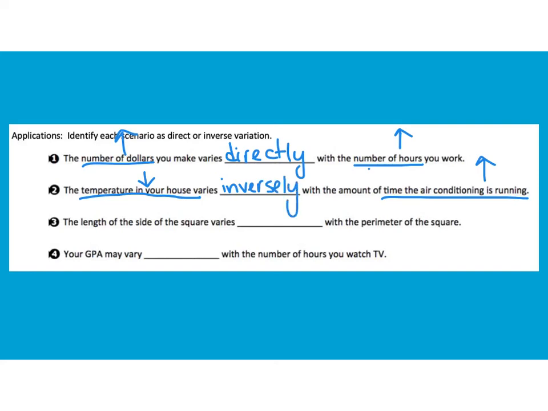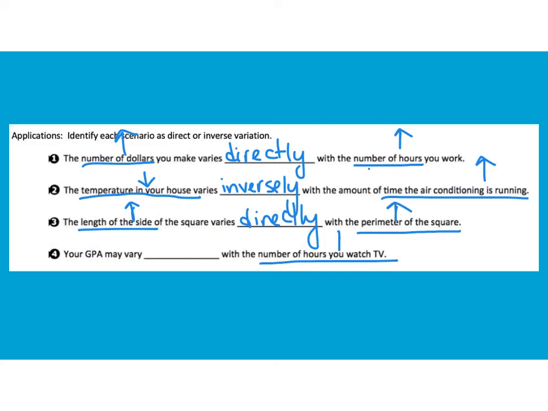Next one, the length of the side of the square varies how with the perimeter? I always start with the second one. So as the perimeter increases, what happens to the length of the side? Well, that's going to go up as well. Varies directly. And finally, your GPA may vary how with the number of hours of TV you watch?